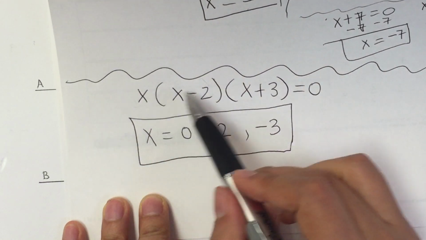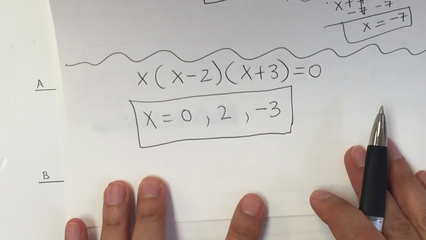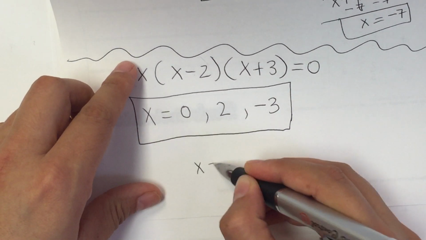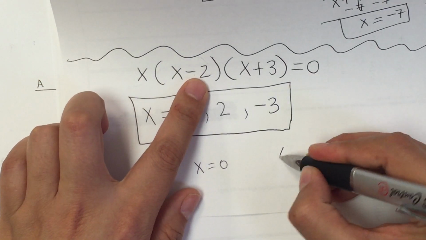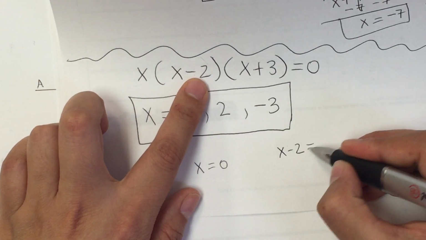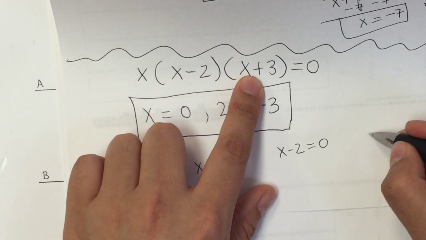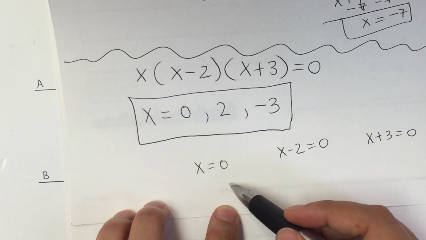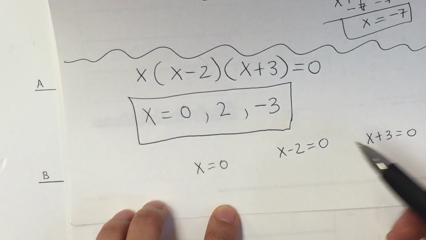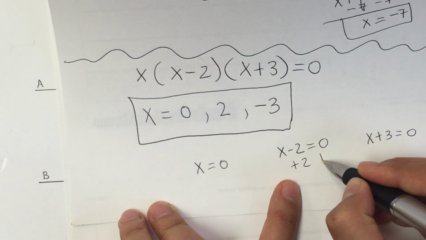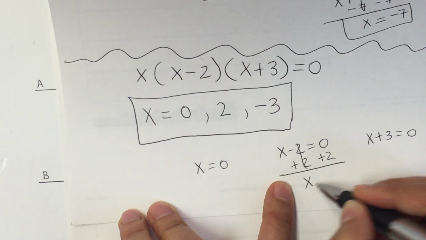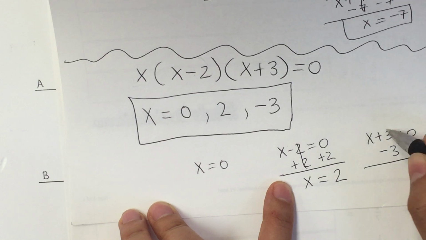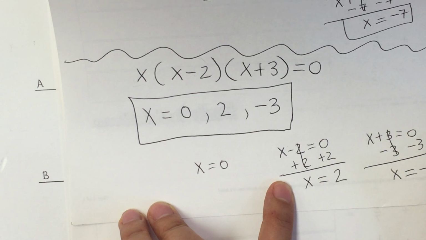Now if we have to equal each of these factors by 0, this is what you would have to do. The first factor equals 0. The second factor, x minus 2 equals 0. And the third factor, x plus 3 equals 0. In here, there's nothing else to work with, so that's all you have. In here, we can cancel by adding 2, and so x is equals to 2. In here, we can subtract 3, and so x is equals to negative 3.